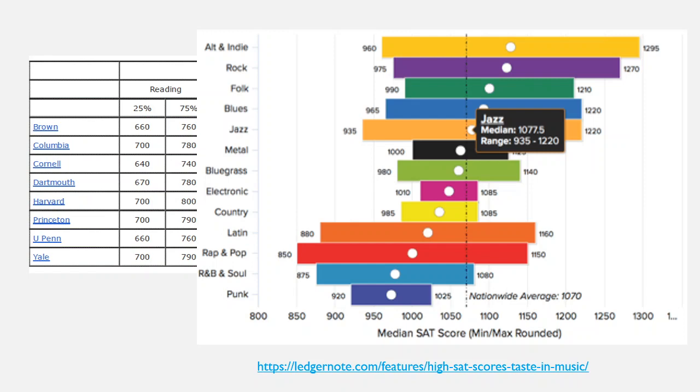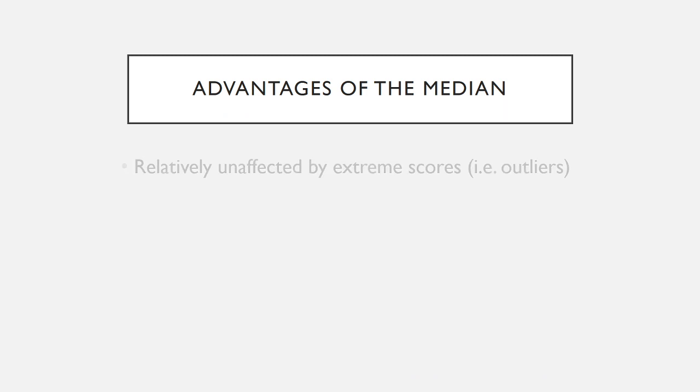But overall, the research indicates that people who report liking punk rock music, their average on the SAT is oriented a little bit lower than the overall average. So again, the median can be really useful for depicting somewhat complicated data. It's just about how it fits in and what you're trying to visualize.